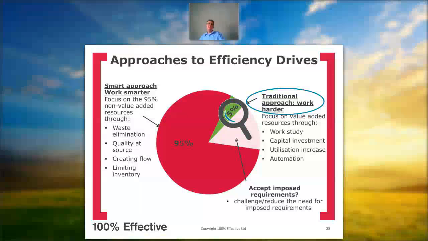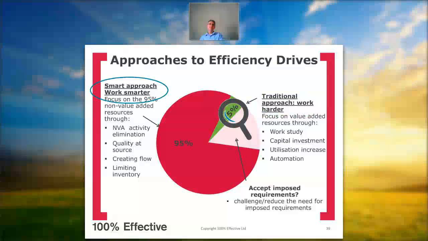Now, the traditional approach to efficiency drives is to focus on the 5% adding value, through things like work study, capital investment, utilization increase, and automation. Wouldn't it be more appropriate and smarter, in fact, to work on the 95%? And this is achieved through focusing on non-value added activity and seeking to eliminate it. Making sure we get quality right first time, creating flow for the value object so it doesn't stop moving between steps, and limiting inventory.